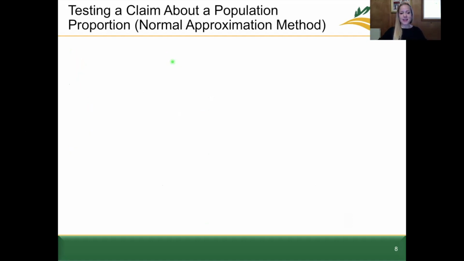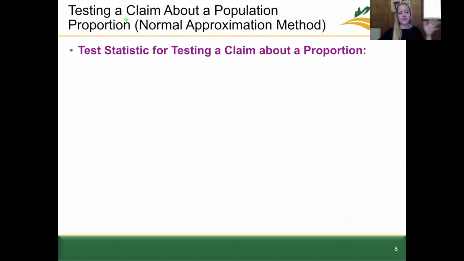Let's continue talking now about this topic of using the normal approximation to test a claim about a population proportion. Going back to 8.1, this idea of a test statistic should sound familiar. So to calculate a test statistic for testing a claim specifically about a proportion, remember we calculate the z value here. We do so by taking p-hat minus p all over the square root of p times q over n.